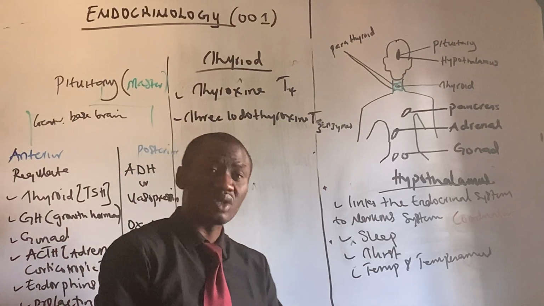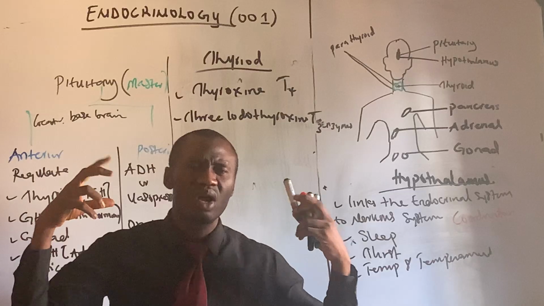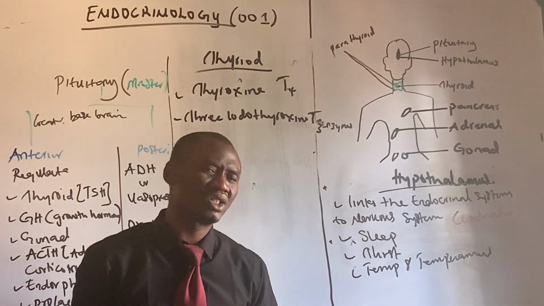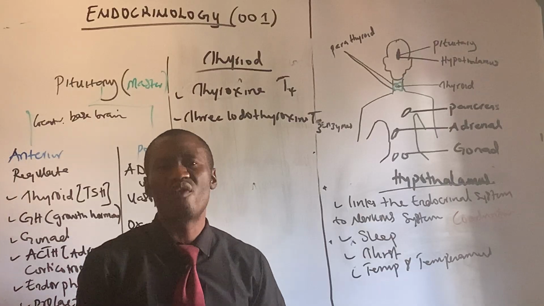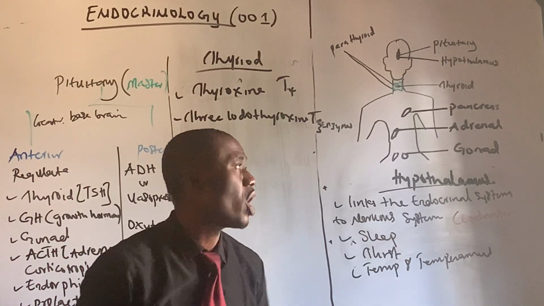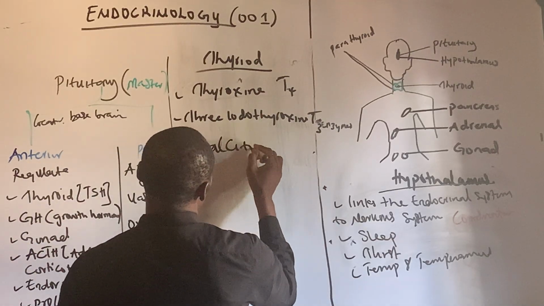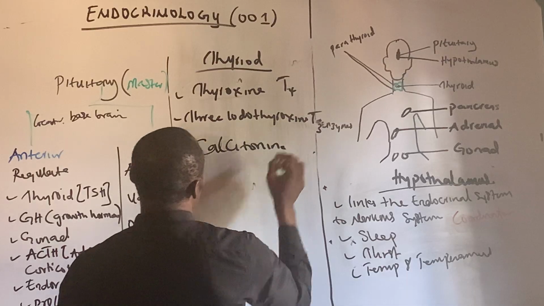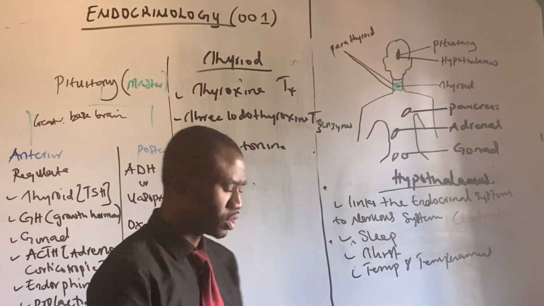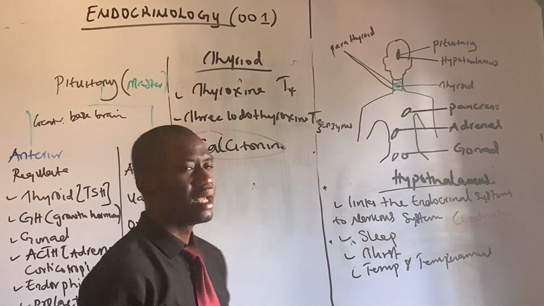Now, what's the function of these hormones? Well, these two hormones help in the development of the brain of a little child, and also in regulation of body metabolism. Now, it also produces a hormone known as calcitonin. What's the function of calcitonin? We'll know that in a nutshell. So circle out calcitonin. We're going to know the function in a nutshell.